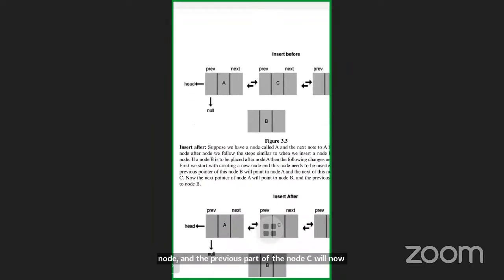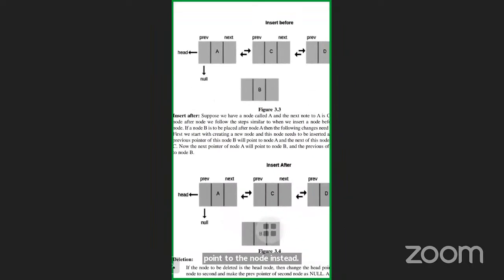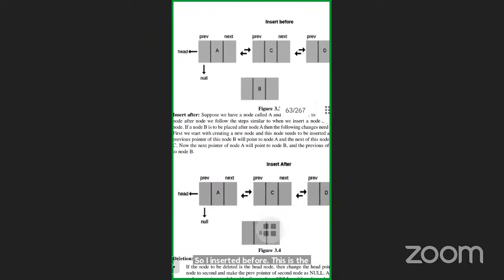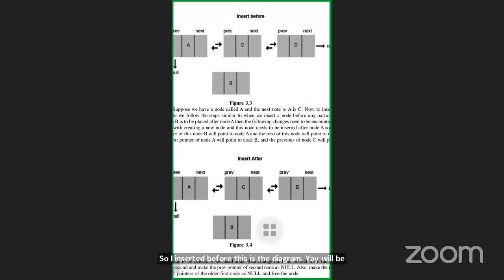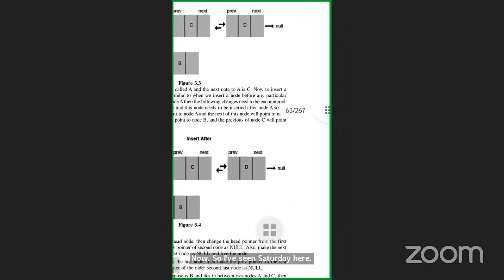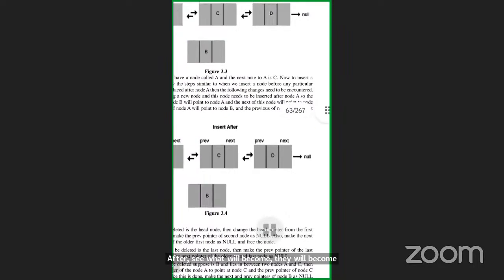So this is the diagram: A will be there, then C. Actually we want to insert a node here. After A, C will become... after C, D will become. So the link between A and C is separated here.